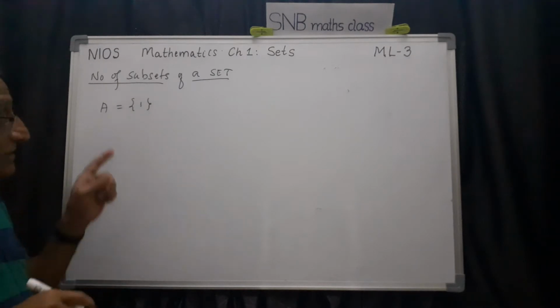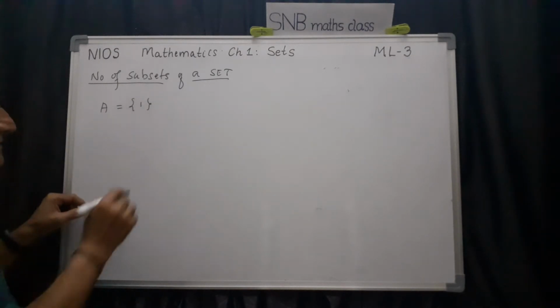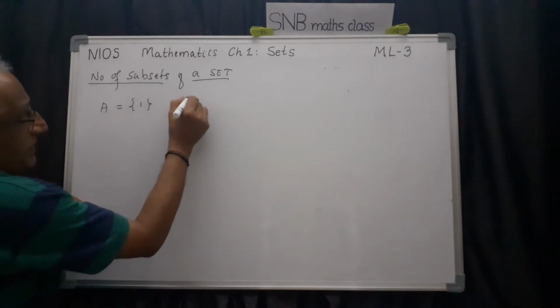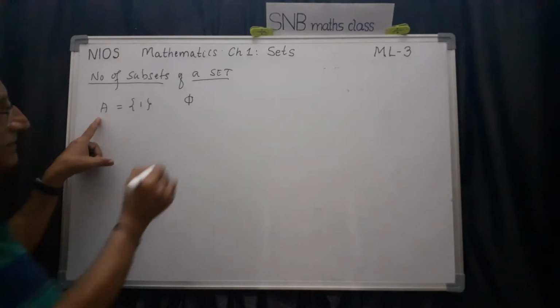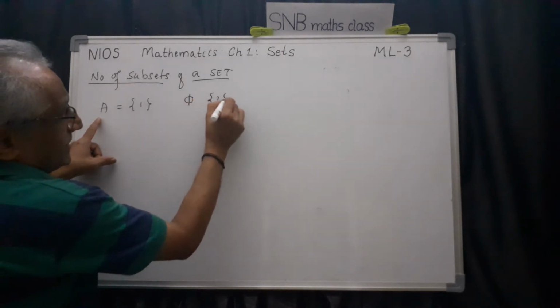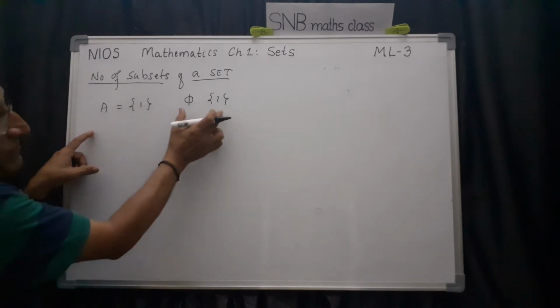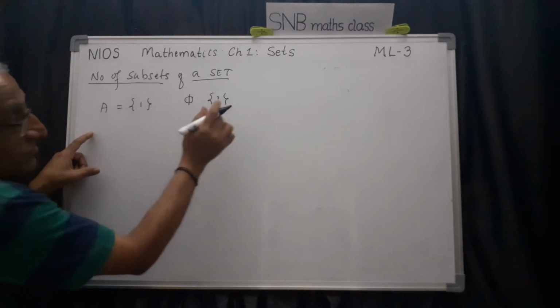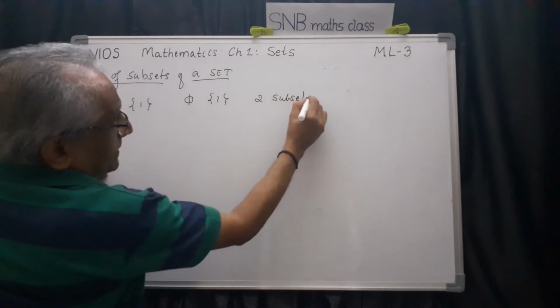Now how many subsets of A are possible? This also I made clear. For every given set, phi is a subset. So this is one subset of this one. Another one is {1} only, that means A itself, which has only one element, it is a singleton set. How many subsets are there? Therefore, there are two subsets. So I will write like this.